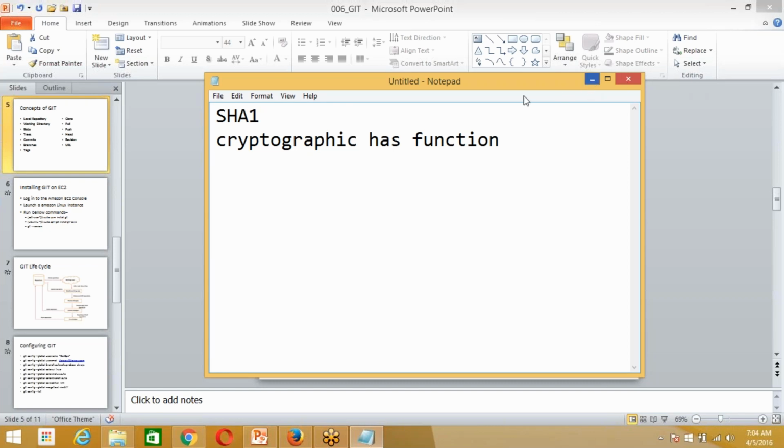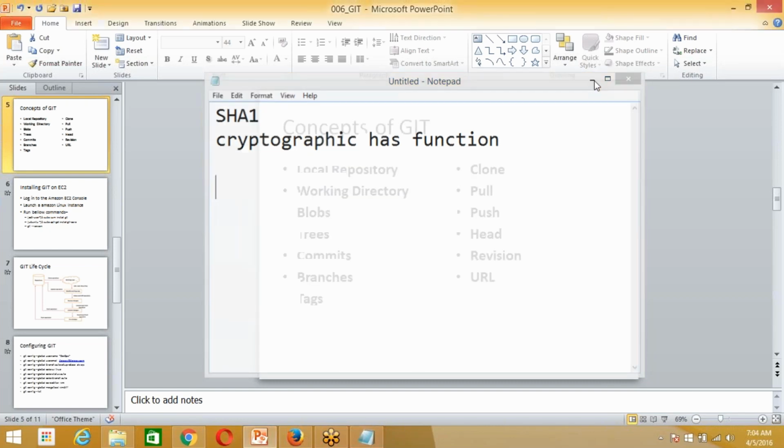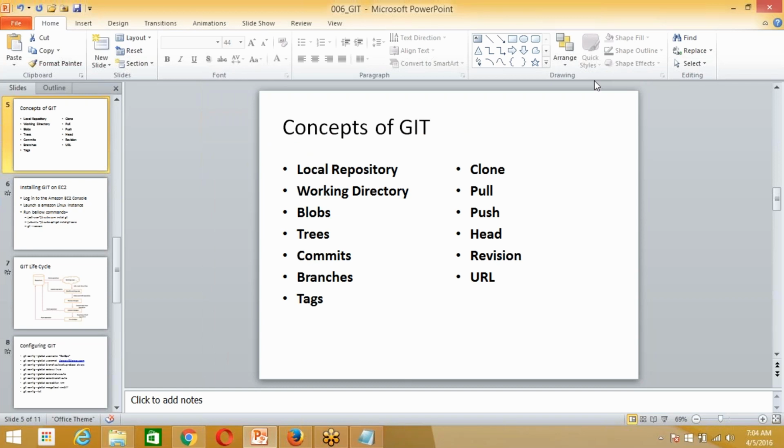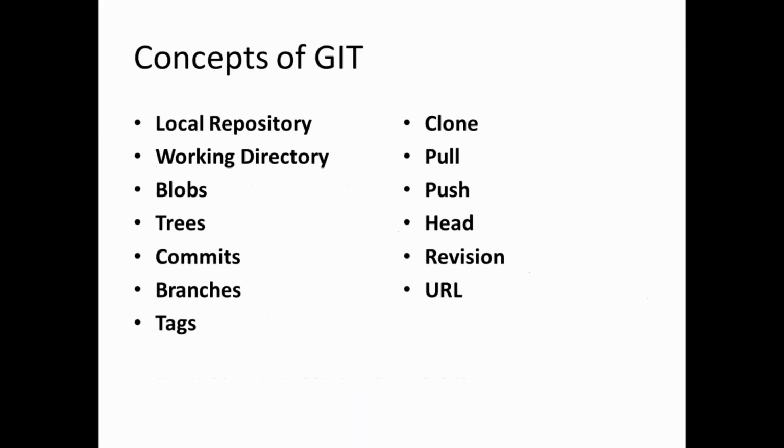So this is the SHA-1 encryption method which Git uses. In an interview, if the job description has a requirement of Git, this is a basic question people ask: what is the encryption method being used by Git? If you know about SHA-1, you can describe it at that point.